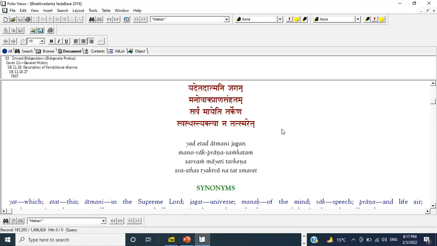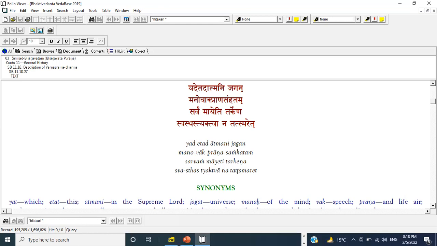Okay, 1 minute. Yad etad atmani jagat. Yad etad jagat. So I'm taking etad as a Krishna nama in 2.1 that's modifying jagat, which is also in 2.1. So the karya of this first clause is sarvam jagat. Sarvam is a Krishna nama. So yad and tat, they are 2.1, both of them, because they're both in 2.1.